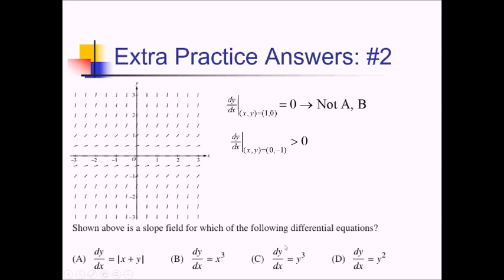So if I plug -1 in for y here, C gives me a negative slope, which is not what I wanted. If I plug in -1 to option D, I get a positive slope because I'm squaring. So choice D then is the only one that is still going to make any sense.